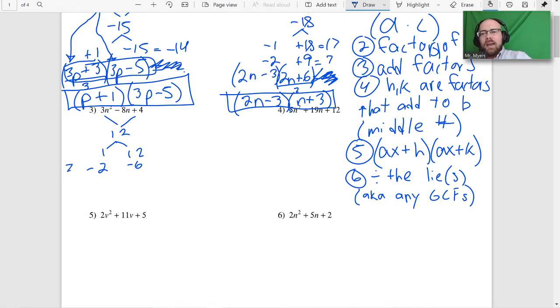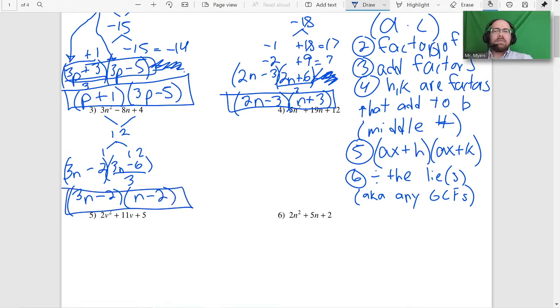And then I do AX, divide out the GCF. Okay, so that was step 5. And step 6, dividing out the GCF. 3n minus 2. And that's going to be n minus 2. Right, and that is the answer. All right, on to the next one.